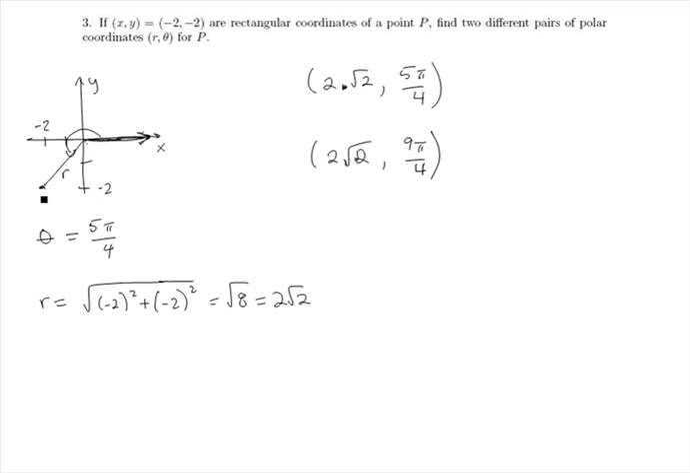Or if we wanted to use a negative radius, we could think of that same point as being an angle of pi over 4 up to here, and then a radius of negative radical 2 over 2. So there's a third possible way to write -2, -2 in polar coordinates.